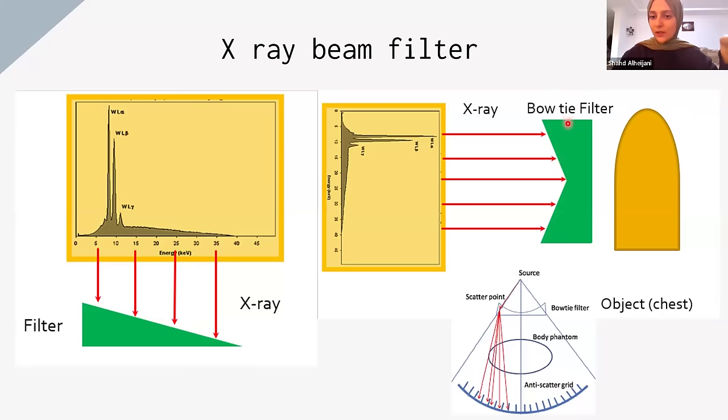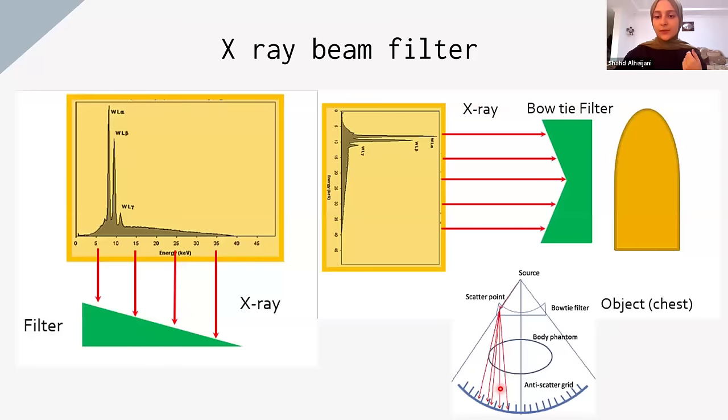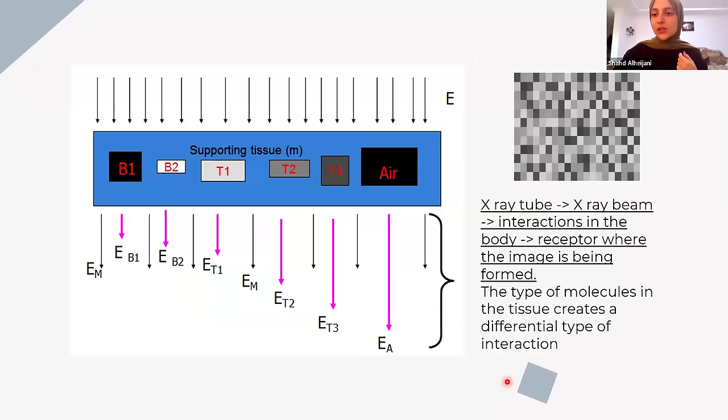For example, for chest, we have the bow tie filter. What happens here is that this will decrease the amount of scatter and the radiation that's unnecessary, and will help us get the image we want, which is a clear image and that with the minimal harm to the patient. So we talked about the collimation, we talked about the filter. Now, so this is what happens in the body. You have the X-ray tube, which emits the X-ray beam, interacts with the body, and finally, it will hit the receptor where the image is being formed.